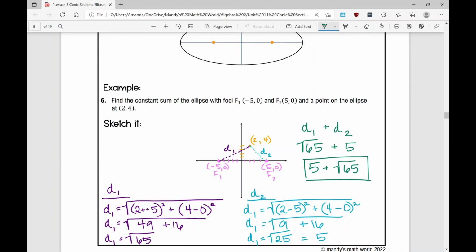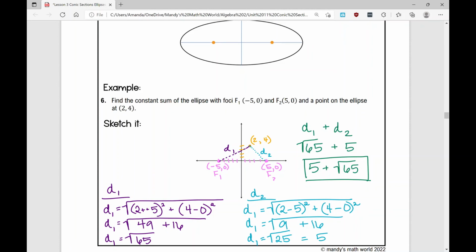And that concludes your very long notes over ellipses for conic sections. I hope these notes were helpful.